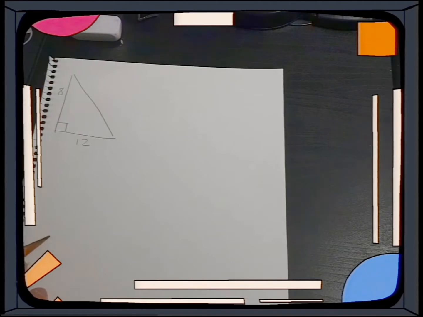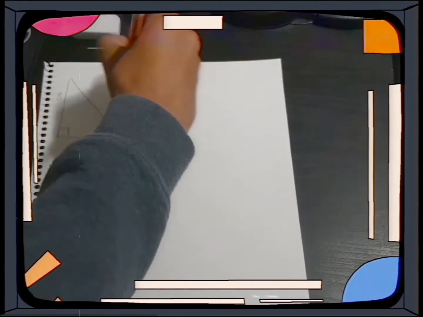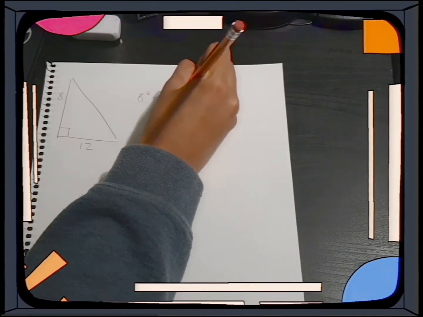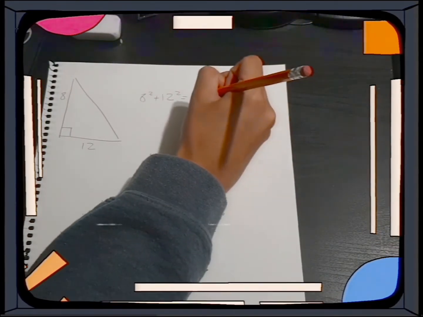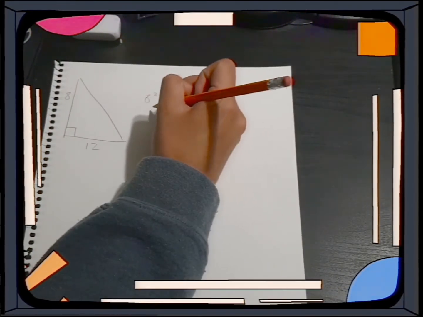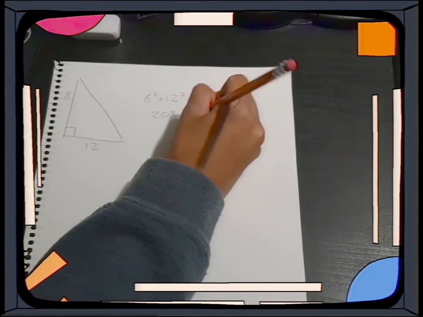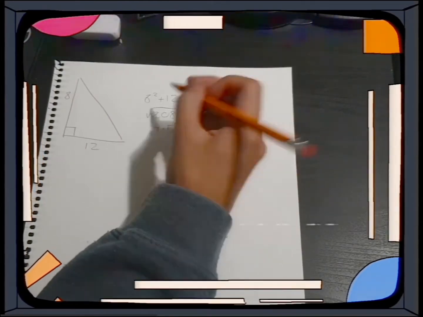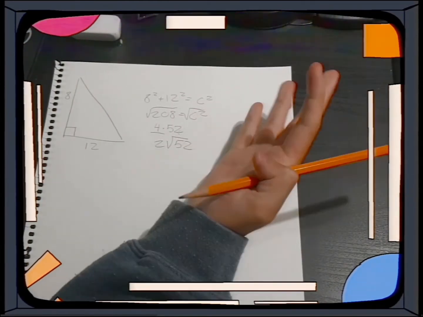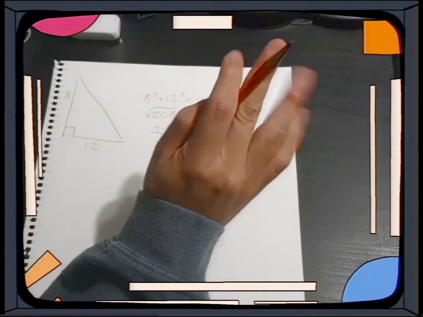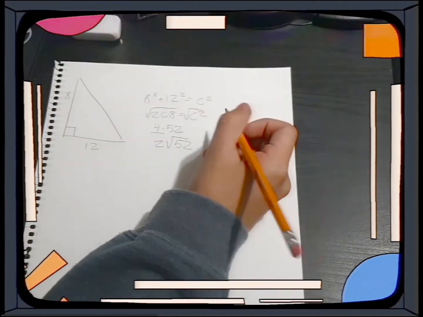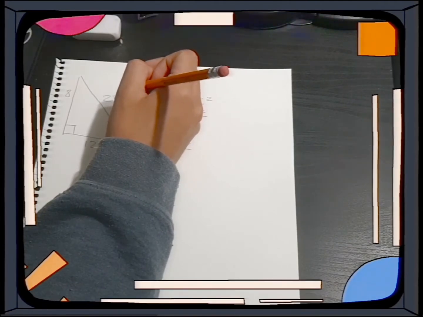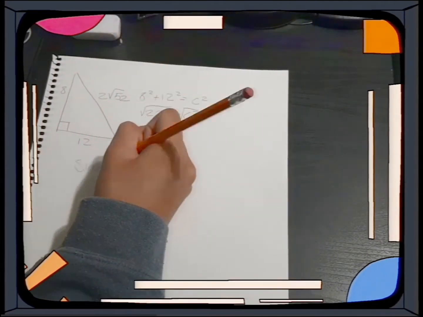Alright then, so here's my triangle. 8 squared plus 12 squared equals c squared. Okay, do the math. Alright then, we're done with that. I think I'm going to move on to actually putting the terms into it, like the sine and cosine and tangent, you know what I mean.